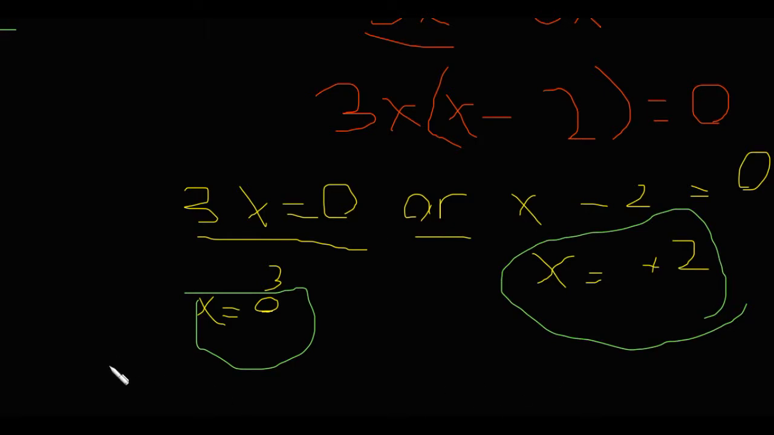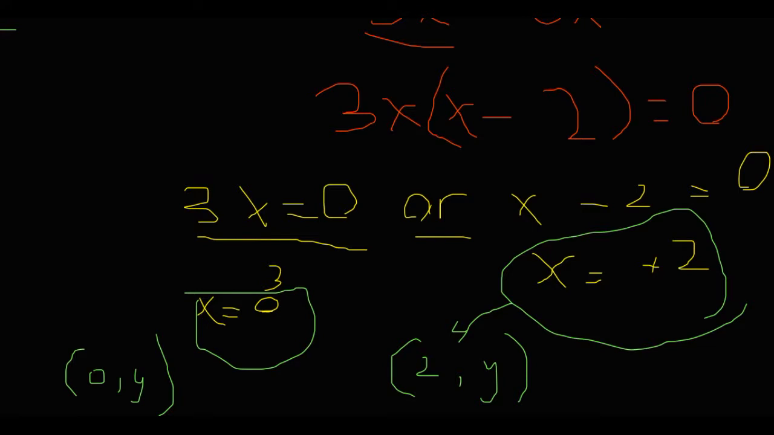Now it will be something like the x value and y value in a coordinate. So for this point it will be 0 and y value, and for this point the coordinate of the stationary point will be 2 and y value. Now we have to find the respective y values.